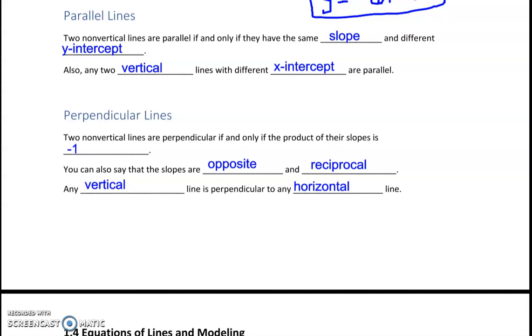Okay, let's continue on. We are in section 1.4. This is the second video. In this section, we're talking about equations of lines, and we're going to take what we learned in that first video and look at some parallel and perpendicular lines.